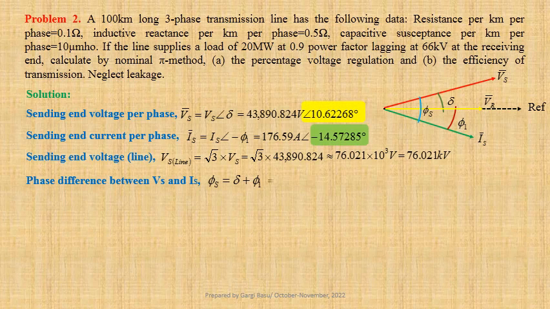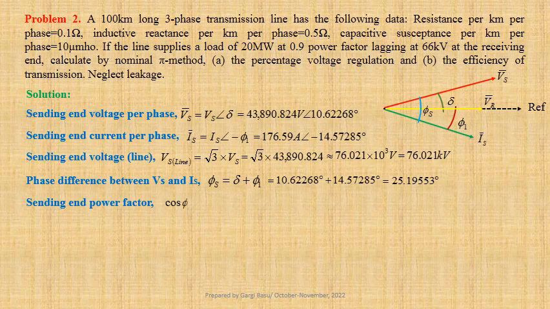Phase difference between Vs and Is, phi s equals delta plus phi 1. Using values we get 10.62268 degree plus 14.57285 degree. That gives us 25.19553 degree. Let us now calculate sending end power factor. cos phi s equals cos of 25.19553 degree. That gives us 0.90486 lagging.